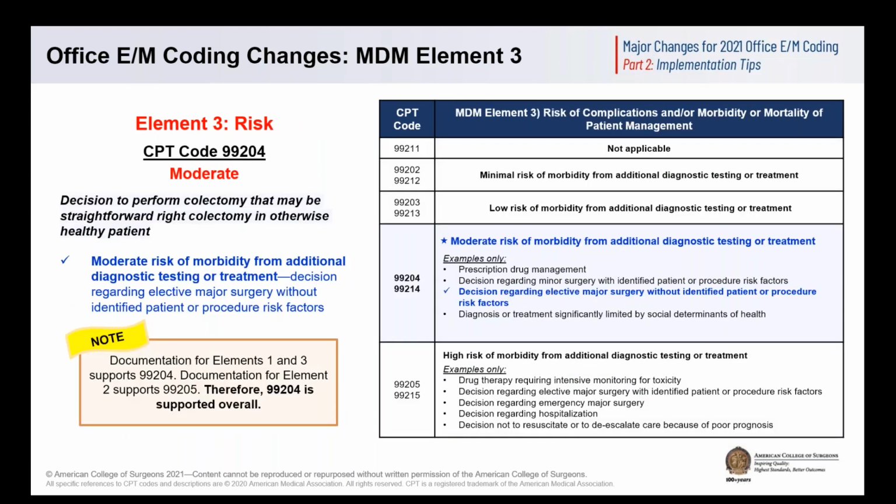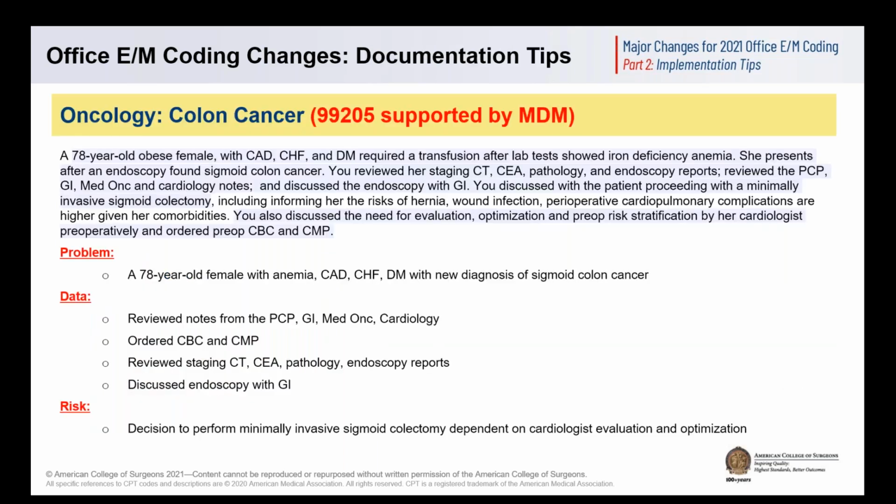And then in our final element of risk, this reaches a level 4, which is a moderate risk. The patient is otherwise healthy, they're otherwise asymptomatic. We are deciding to perform an elective major surgery with identified procedure risk factors, but nothing that would increase the risk above normal for this procedure. So although element 1 reaches level 4, element 2 reaches level 5, element 3 also reaches level 4. So the documentation would support the 99204 overall. Next slide.